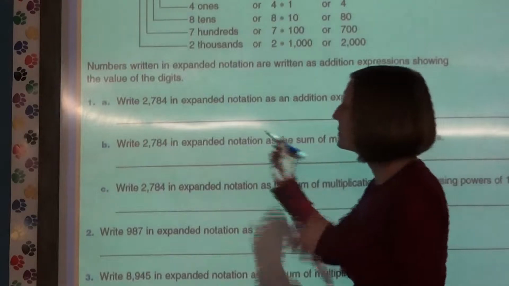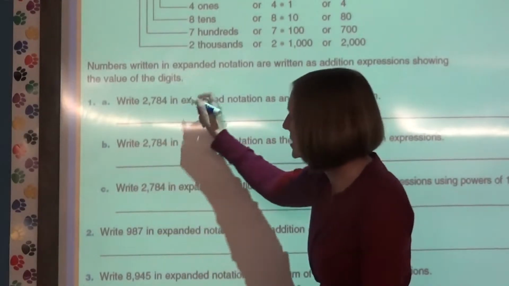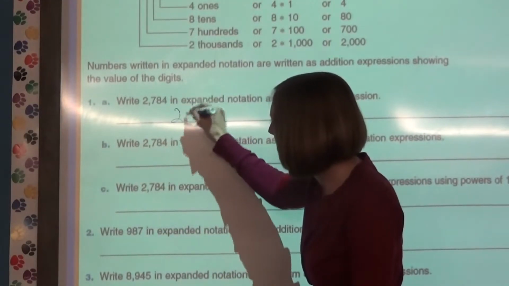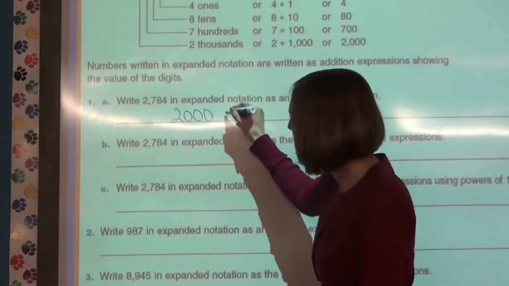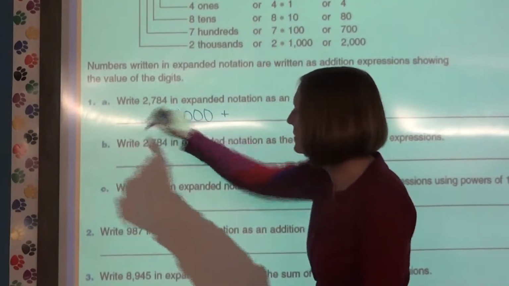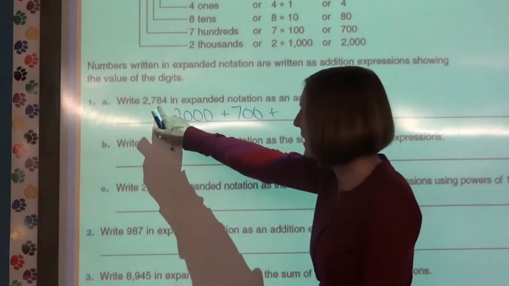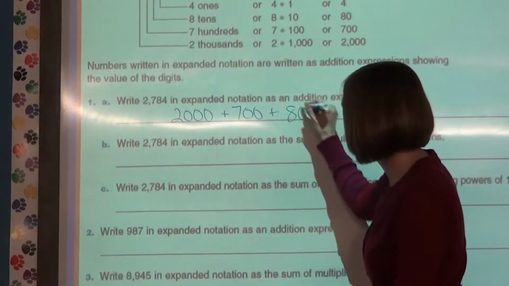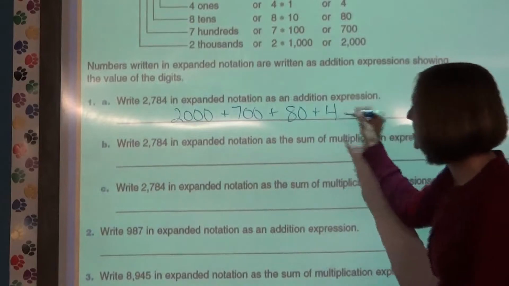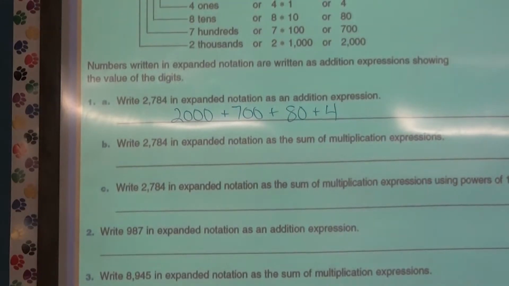So this is the way you typically do it, where you look at the first digit, it's a 2, and it's worth 2,000. So we write 2,000 plus 7 is worth 700 plus the 8, it's worth 80. And then our 4 is in the ones place, so plus 4.